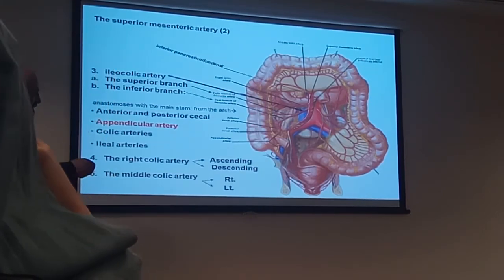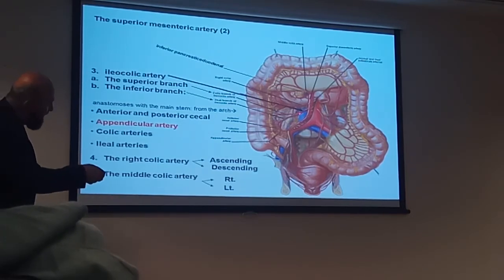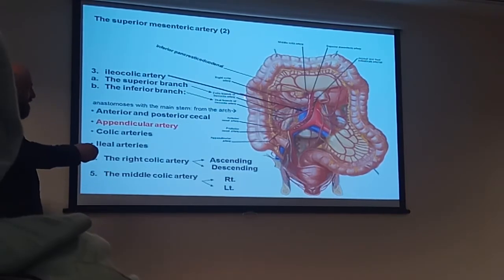After that, what do we have? The ascending colon. Ascending is on the right or on the left? Right. So we're going to have the right colic artery. And then after that, what do we have?